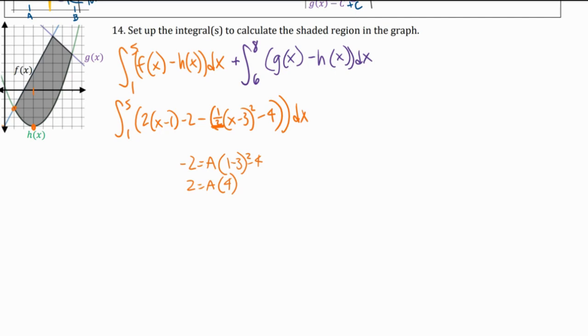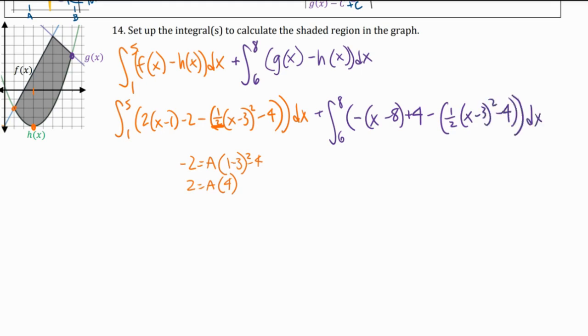And then for my other one, the line has a slope of negative 1. So negative, and then I'm just going to use this point here. That's the point 8, 4. So negative x minus 8 plus 4 is my g of x, and then minus h of x, which was 1/2 times x minus 3 squared minus 4, dx. Let me just double check that I have enough parentheses. So I've got this set of parentheses. I've got this set, this set, this set. Okay, I'm good.